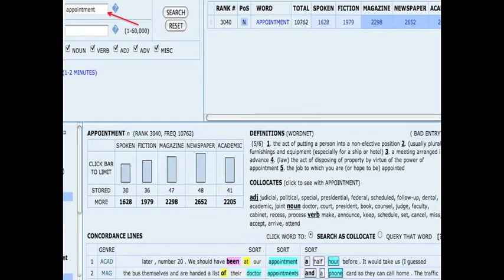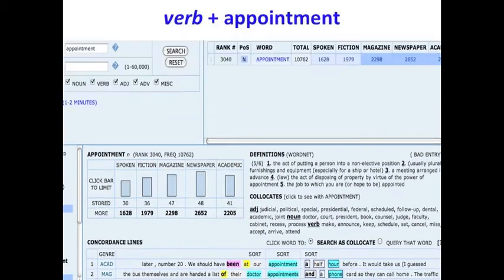In this screen, there is a lot of information, and you can see here's the word, and it's showing me that the word appointment is a noun. It also gives me definitions. It also gives me collocates or collocations. Also, it gives me example sentences, all these colorful things. But I really want to know what verbs I can use with the word appointment. Well, it's easy to find.